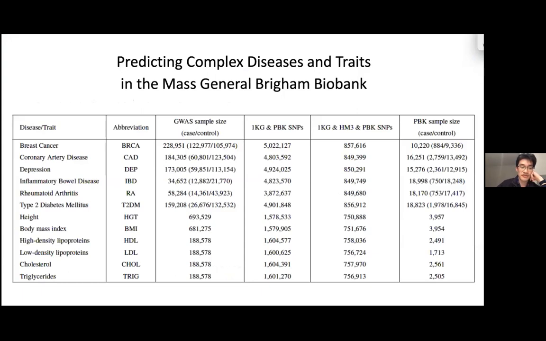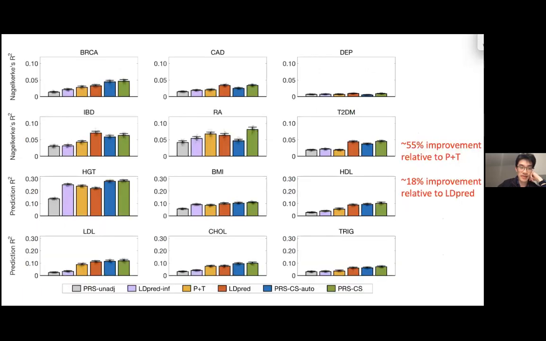In the initial application of the PRS-CS method, we applied it to some existing GWAS of six common complex diseases and six quantitative traits, and then predicted to the Mass General Brigham Biobank. And you can see that PRS-CS substantially improved the prediction over the conventional pruning and thresholding method and often outperformed LDpred.